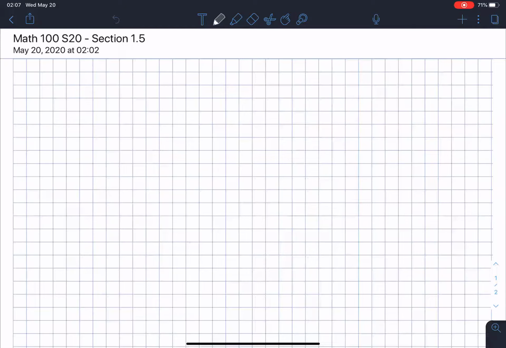Okay, so welcome to section 1.5, which is techniques for solving problems. Techniques of problem solving.